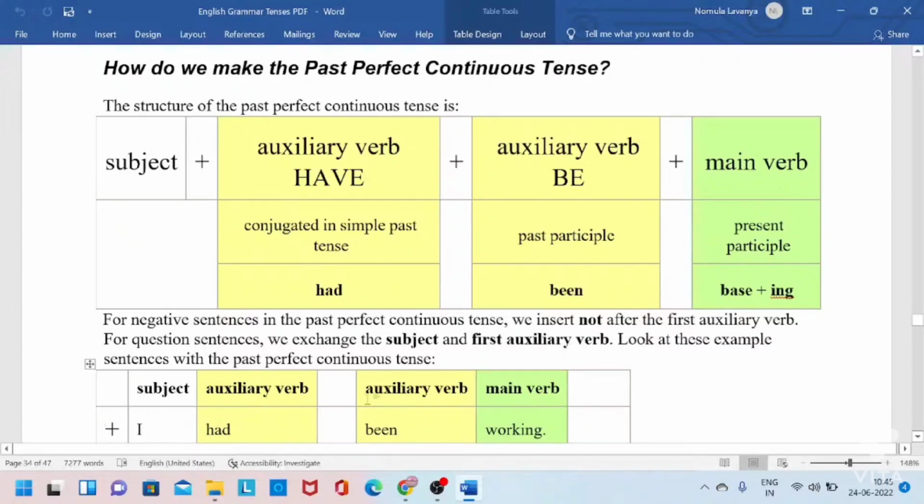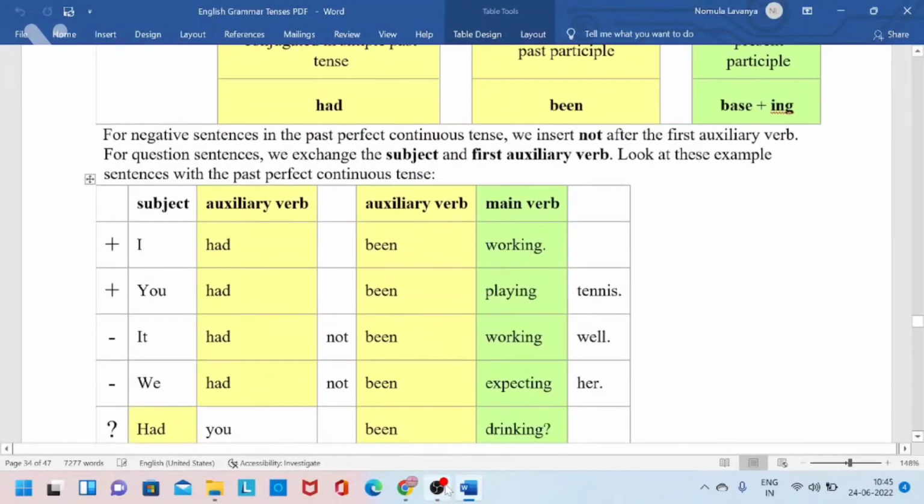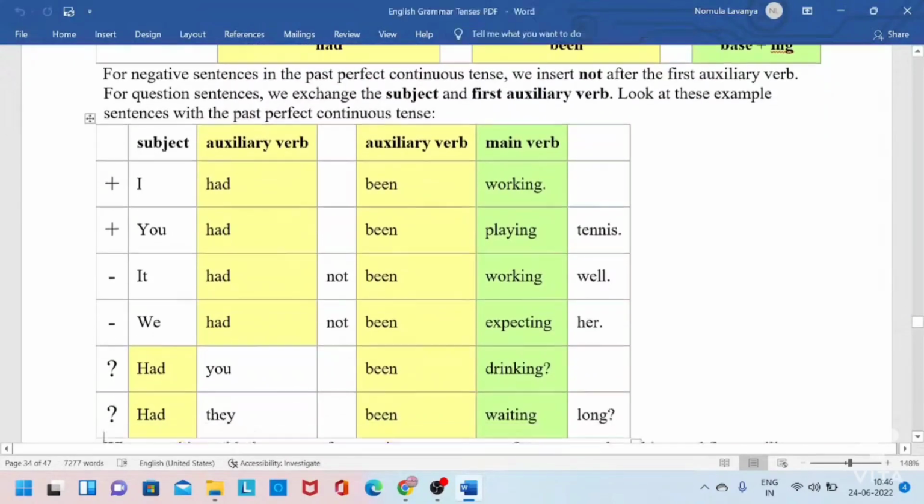For the question forms, we swap the subject and first auxiliary verb. So look at the examples now. I had been working, you had been playing tennis. So we have two auxiliary verbs, had plus been, and this is past perfect continuous. Negative sentence: it had not been working well. We had not been expecting her.